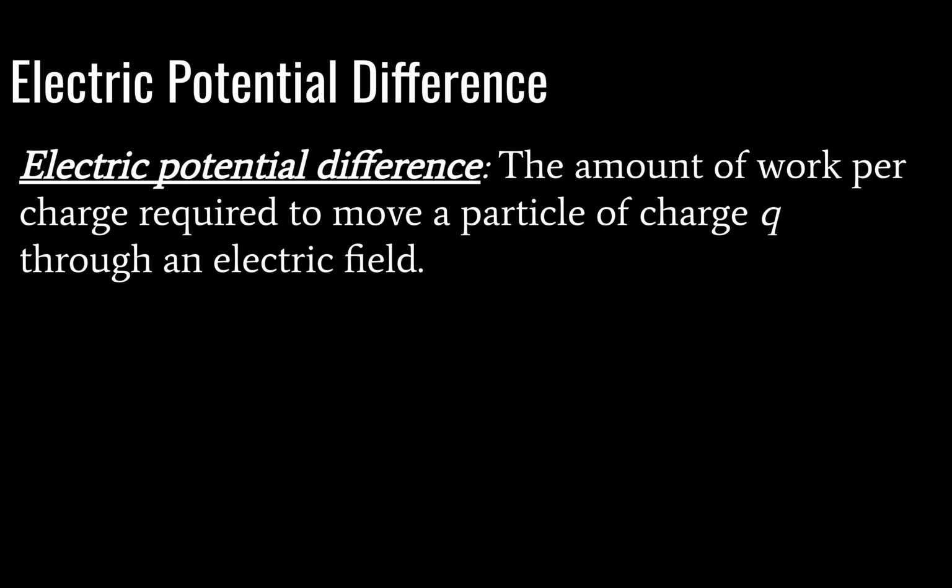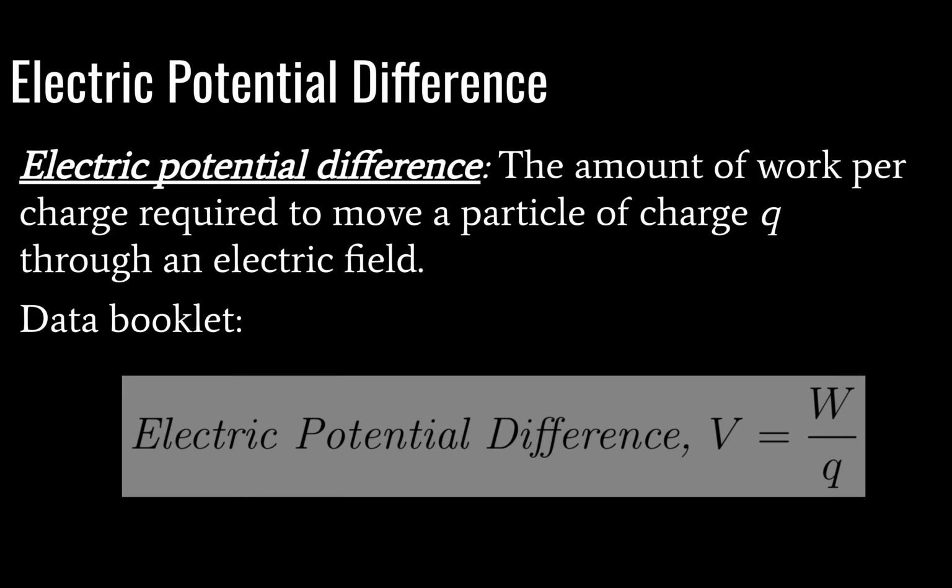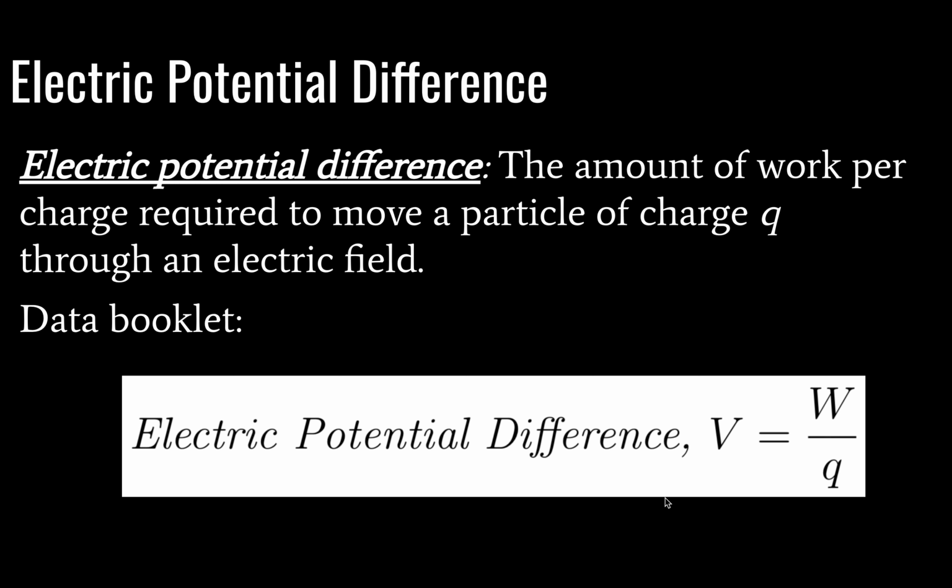You'll see. Okay, so now we're going to look at electric potential difference. And this is the amount of work per charge required to move a particle, in this case a particle of charge Q, through an electric field. So from the data booklet, we have electric potential difference, V, given as work per charge, just as we set up here. How convenient.